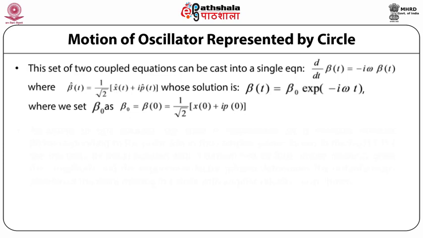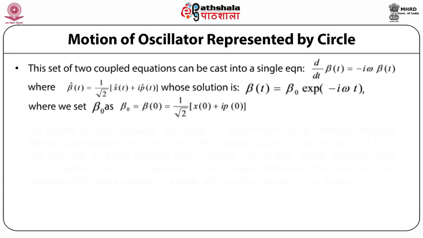And the solution of the above differential equation turns out to be beta as a function of time is equal to beta naught exponential to the power minus iota times omega times t, where the value of the constant beta naught is given as beta naught is equal to beta at time t equal to 0. After substituting t equal to 0 in the above equation for beta, this turns out to be beta naught is equal to 1 upon under root 2 whole times the position operator x at t equal to 0 plus iota times the momentum operator p at t equal to 0.